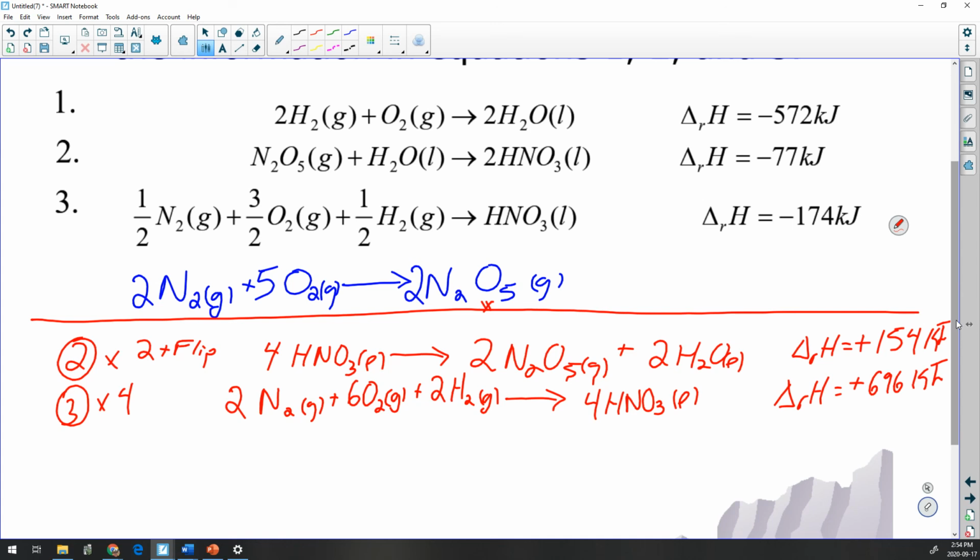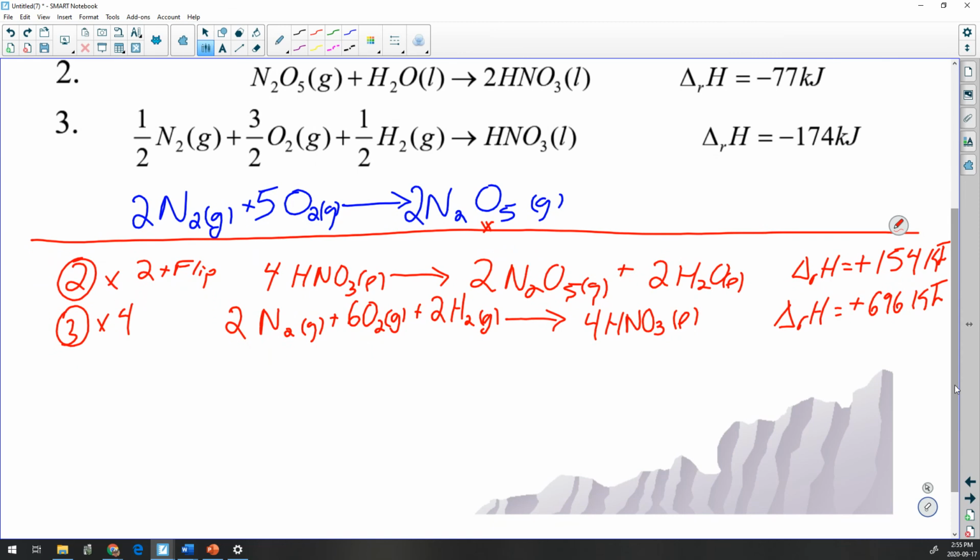So I have my nitrogen. I have this in my proper spot. Oh, I have too much oxygen. I only need 5 of them. Now, this is where I get into this idea of canceling. I'm not going to worry about oxygen. I also have this 2H2O over here that I want to get rid of because I don't have H2O in this reaction. So I'm going to take reaction number 1 and I'm going to flip it.